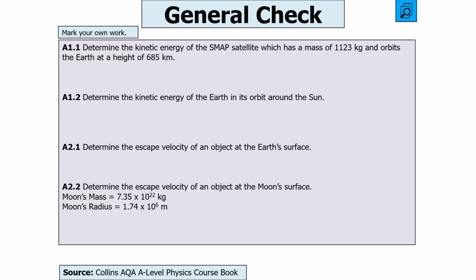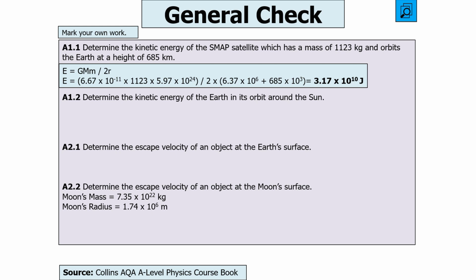Right, so what you've got to remember is, how can you work out the kinetic energy? Well, the energy is going to be equal to the change in potential energy. So you can say E is equal to G big M small m over 2R. So we can pop those all in. Now again, we do know that kinetic energy equals a half mv squared, but we don't have enough information to work out v in this particular situation. So we can use GMm over 2R, which is the change in potential energy. Remember, R is the distance from the center of the Earth to the object, so we've got to add the radius of the Earth to the height above the surface of the Earth to work out our answer to be 3.17 times 10 to the 10 joules.